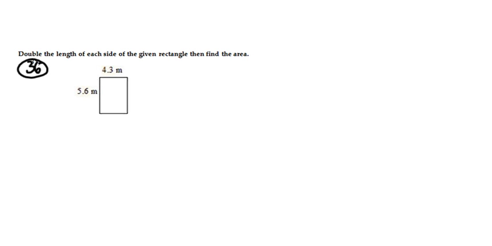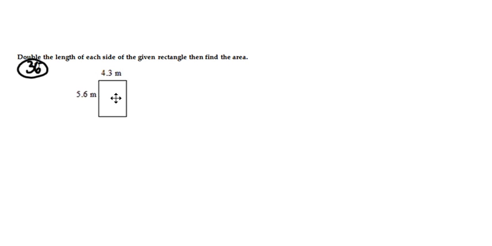Moving on to number 36. We're dealing with a rectangle and area. So the formula needs to be memorized. Area of a rectangle is length times width. We are doubling the length of each side. So 4.3 when we multiply by 2 becomes 8.6 meters.